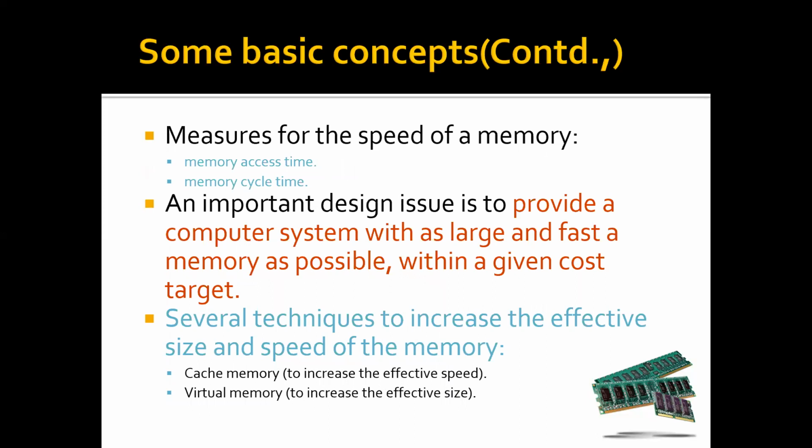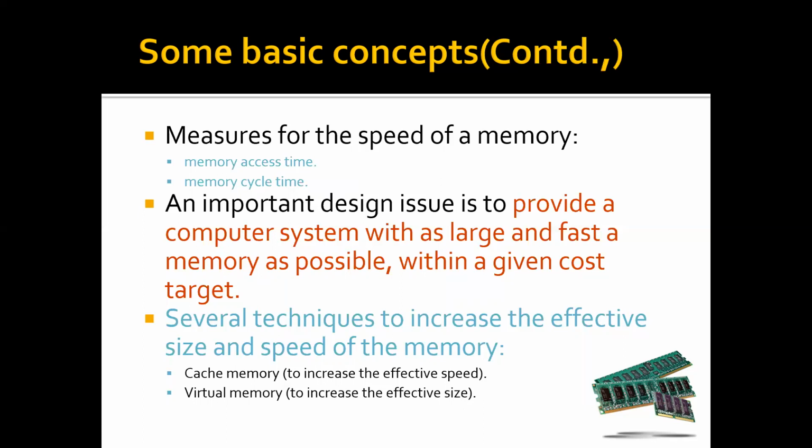The speed of the memory is measured in two ways. One is called the memory access time, another is called the memory cycle time. The memory access time is the time difference between the initiation and completion of a memory operation. If a read operation is started at a particular time and ends at a particular time, the time difference between them is the memory access time.